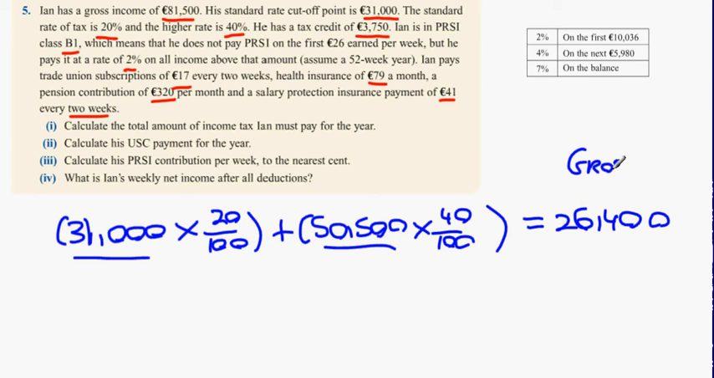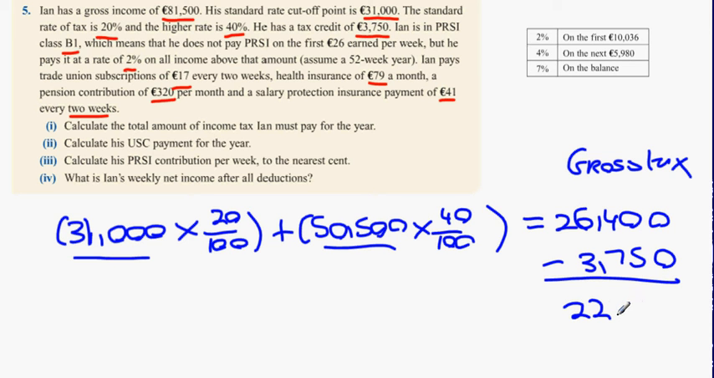That's our gross tax. Now we've got to take away our tax credit. Our tax credit is 3,750. I take the two of them away from each other, and we get 22,650. And that's our tax payable, so 22,650.